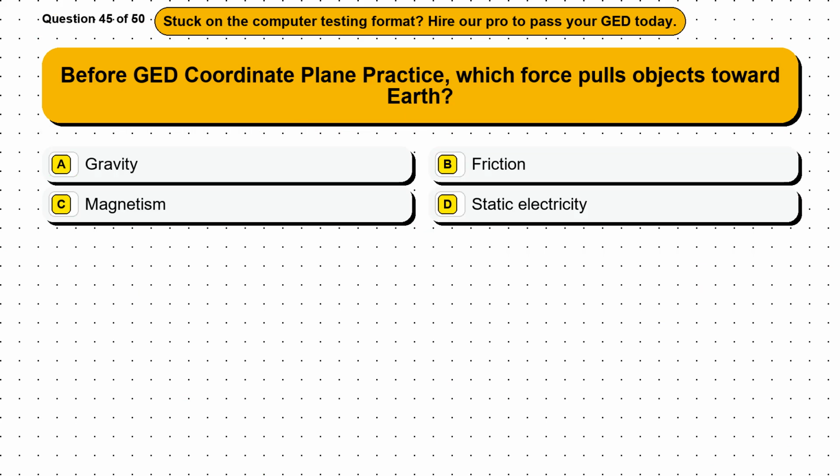Question 45. Before GED Coordinate Plane Practice, which force pulls objects toward Earth? Option A, gravity. Option B, friction. Option C, magnetism. Option D, static electricity.